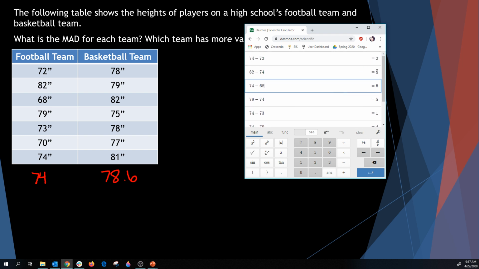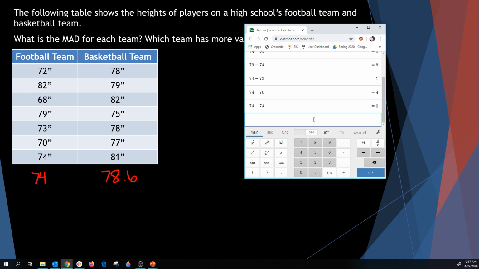Alright, so let's add up all these. So 2 plus 8 plus 6. And then I have 5 plus 1 plus 4 plus 0. I'm going to include the 0 in there because the 0 is a part of our data, and so that will affect our answer if we don't put that in there, and you'll see what I mean by this next step. So now we have to do our division.